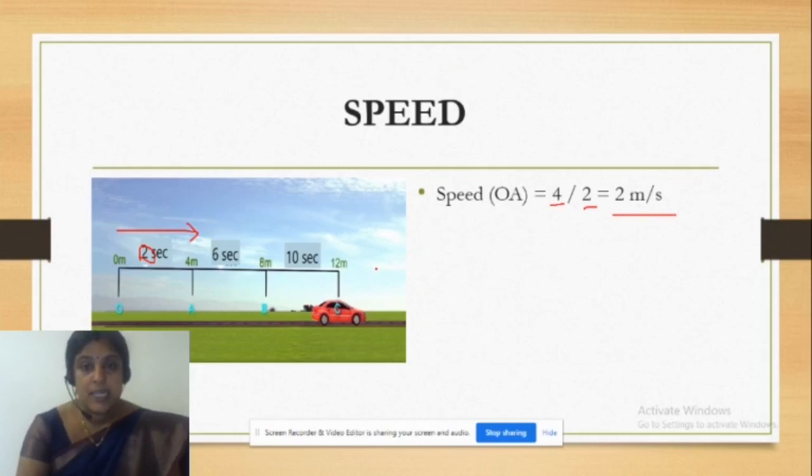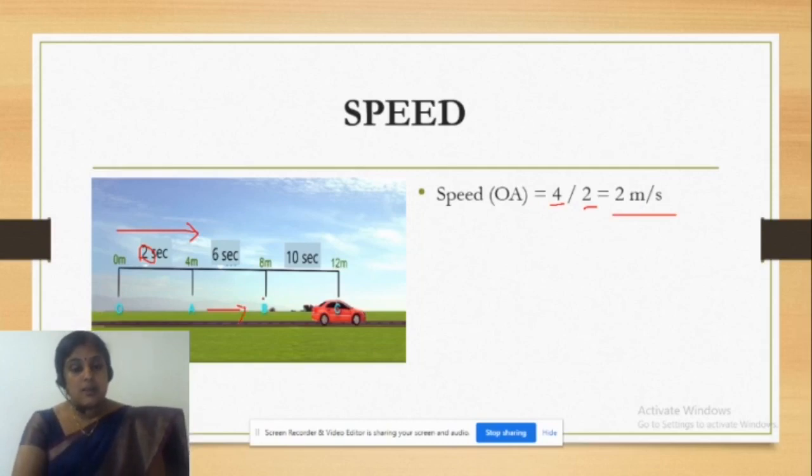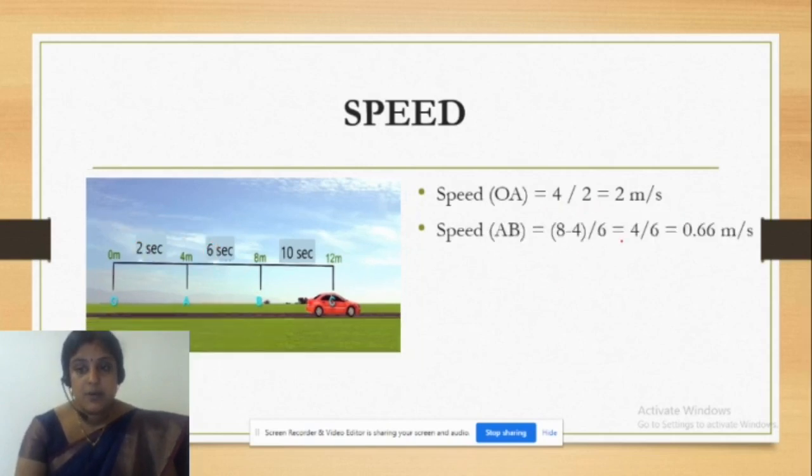So calculate the speed of the car from point A to B. What is the distance covered here? That is also again 4 meters itself. 8 minus 4 is how much? 4 meters. And the time taken is 6 seconds. So the speed will be how much? 4 by 6, distance by time, that is 0.66 meter per second. Okay, is that clear, students?